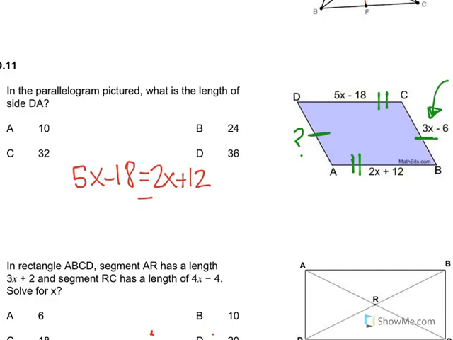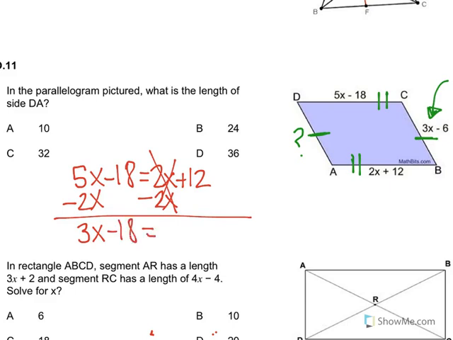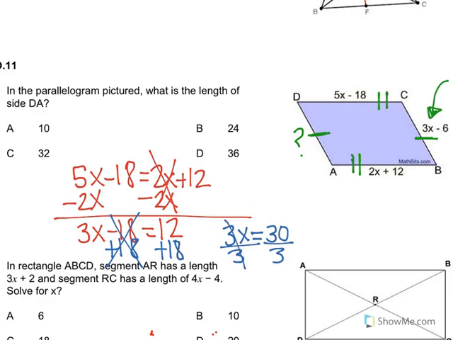So I'm going to subtract 2x from both sides because I want my variables on the same side. The reason we subtract is because 2 minus 2 is 0, so that will cancel out. 5 minus 2 is 3, and we still have a 12 left. Now since my variables moved to the left side of my equation, my numbers are going to move to the opposite side, to the right. Negative 18 plus 18 is 0, so they cancel out, and I have 3x is equal to 30, and then just divide by 3 to get x alone. So we know that x is equal to 10.